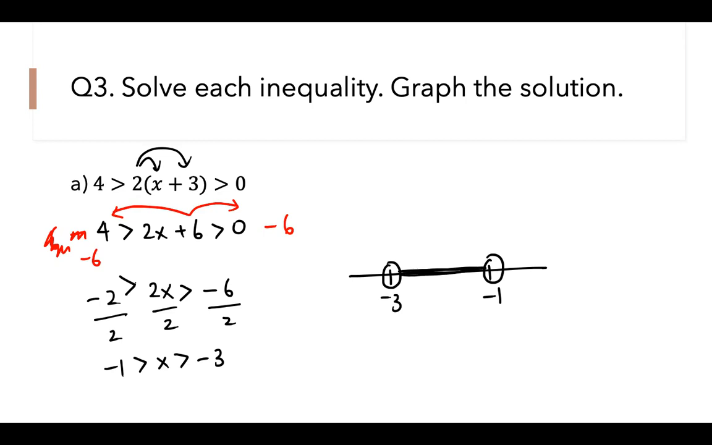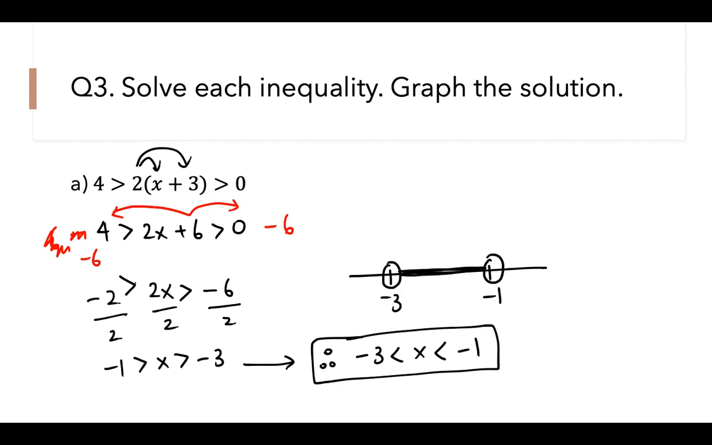If you want to write it from small to big, I would rewrite it as negative 3 less than x less than negative 1. That would be the most ideal way of representing an inequality, from small to big number.